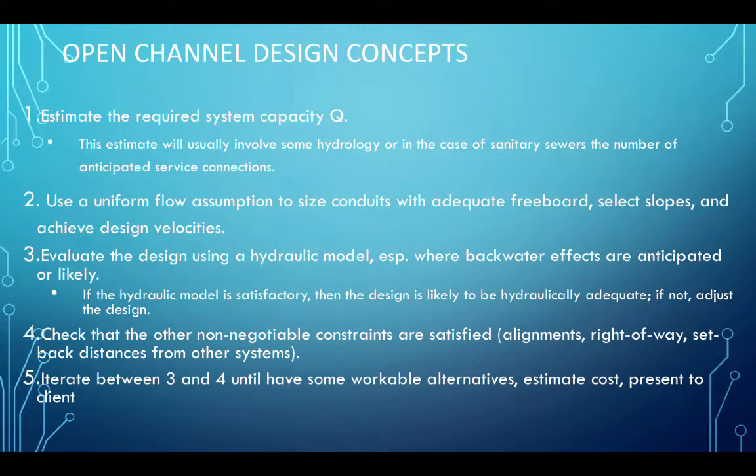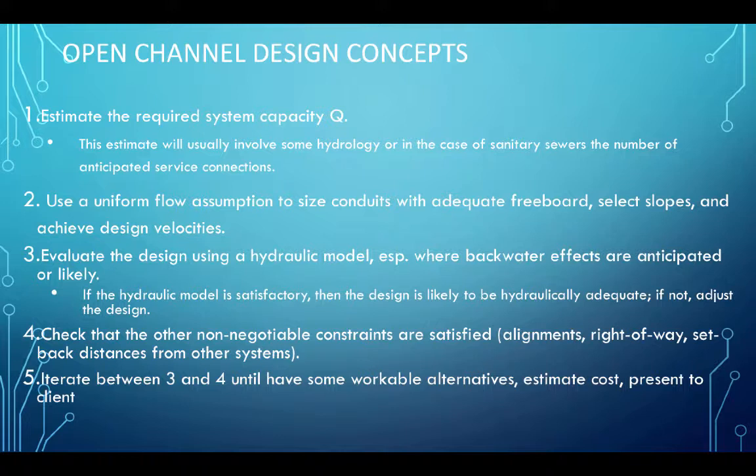So open channel design, the concepts are pretty simple. We want to estimate the required system capacity, Q. Usually this estimate will involve some hydrology, or in the case of sanitary sewers, the number of anticipated service connections. The second step would be to use the uniform flow assumption to make an initial conduit sizing with adequate freeboard, selected slopes to achieve design velocities.